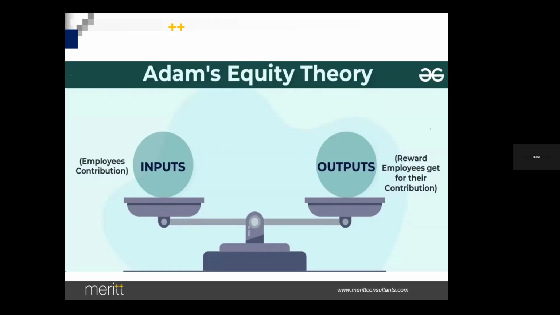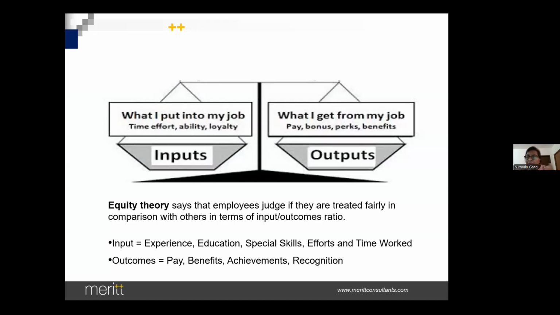So Adams' equity theory says that the employee is motivated only when he sees that the input is equal to the output. Now, what is input? Everything: the time, the effort, your abilities, your education, your qualification, experience, everything is input. And what is output? Your salary, your bonuses, your benefits, your perks, recognitions, your titles. So when you see this is equal, then you'll feel motivated, engaged, etc.